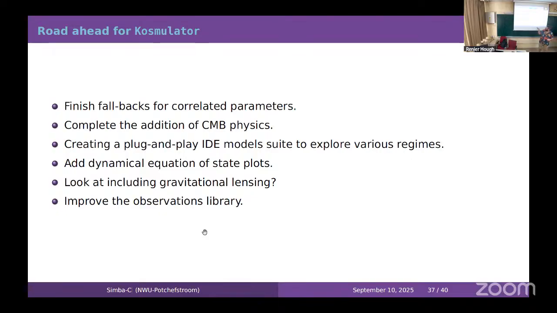We also want to add these dynamical equation of state plots, since DESI kind of everyone now wants to add it in their work, to do it automatically. Look at other data sets, try to increase our library. We don't have the same library as something like Cobaya, but we are adding new ones in every single day. So that's very different.